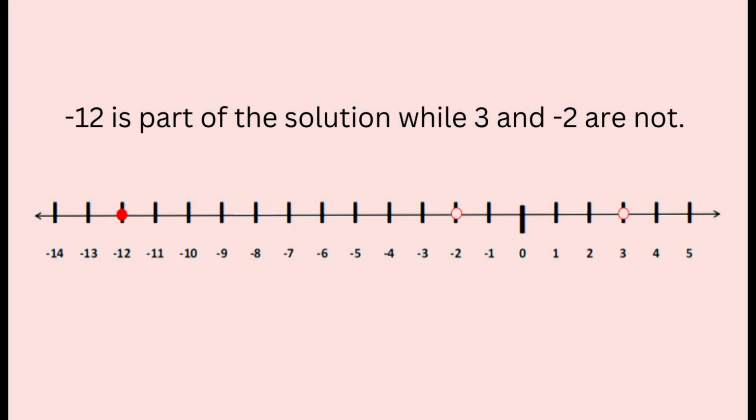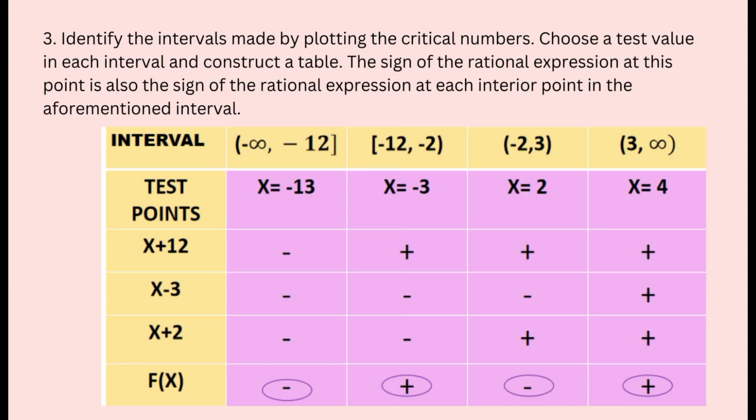Now that we know if the critical numbers are part of the solution or not, we're now going to step 3. Step 3. Identify the intervals made by plotting the critical numbers. Choose a test value in each interval and construct a table. The sign of the rational expression at this point is also the sign of the rational expression at the interior point in the aforementioned interval.